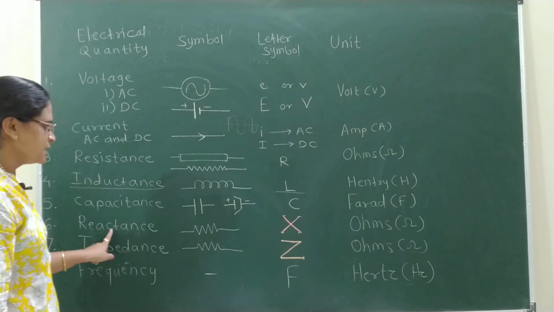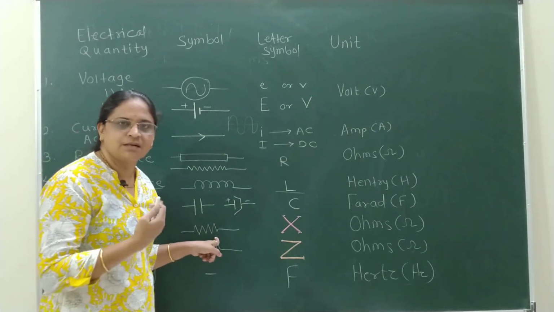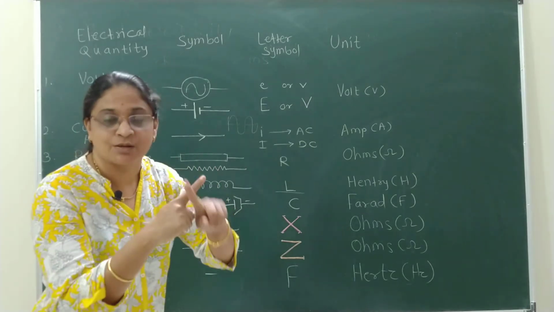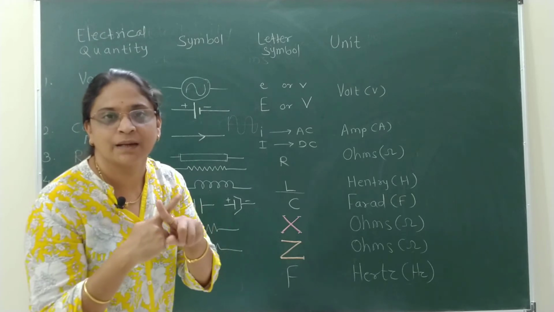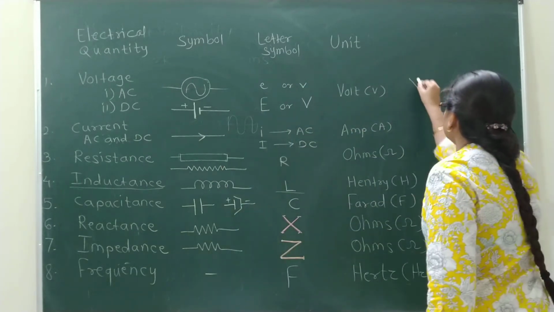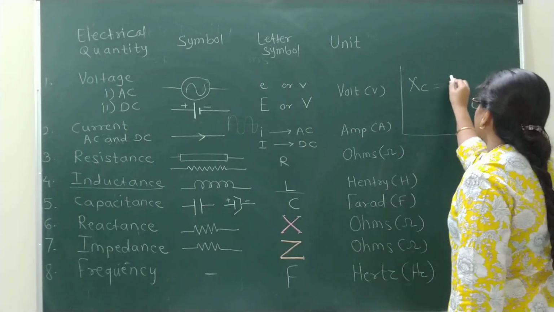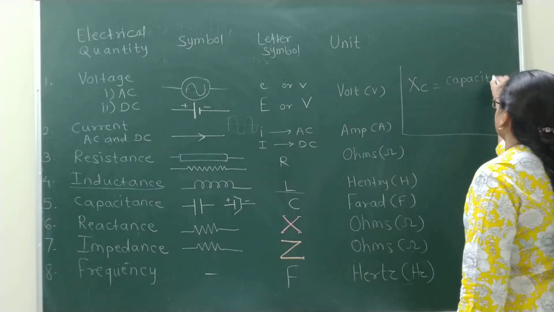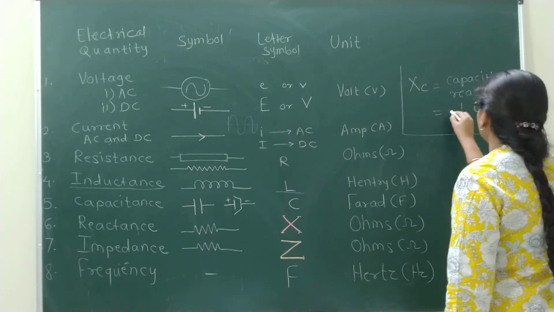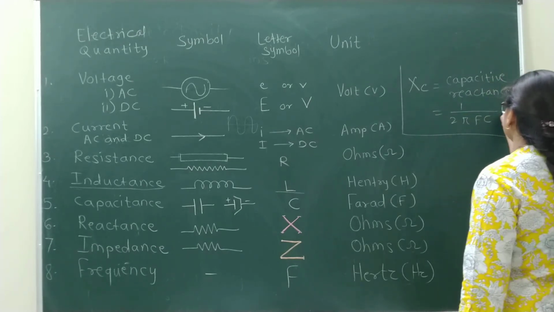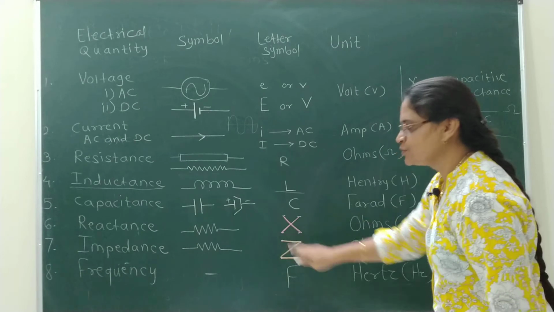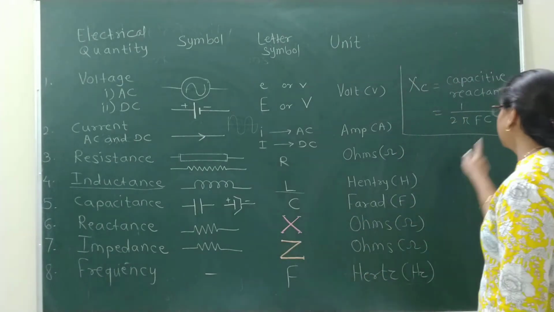Next, reactance. Reactance is nothing but resistance, that is, the resistance given by a capacitor or an inductor. Its letter symbol is X. Always remember, reactance is shown by capital letter X. XC can be called capacitive reactance. XC stands for capacitive reactance, and it shows how the capacitor opposes, that is 1 upon 2 pi F into C. Again its unit is ohm. Here the letter symbol used for reactance is X, unit is again ohms.